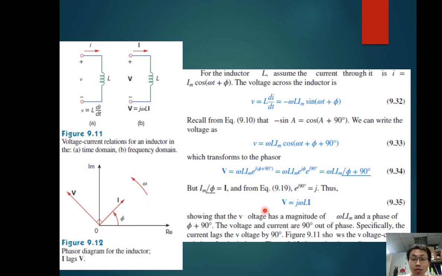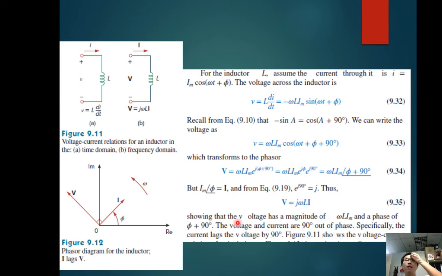So this shows that the voltage has a magnitude of ωLIm. This one, ωLIm, is the voltage, and the phase is φ plus 90 degrees. The voltage and the current are 90 degrees out of phase. Specifically, the current lags the voltage by 90 degrees.